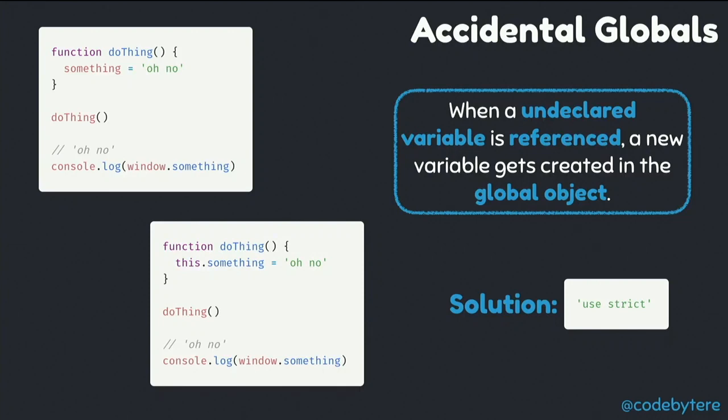What this means for us, from a garbage collection perspective, is that something will never be garbage collected while the program is running, which, given that we only referenced it inside one function and nowhere else, probably isn't what you wanted. To prevent this from happening, you can set 'use strict' at the top of your file. This, amongst other things, prevents the creation of accidental globals.